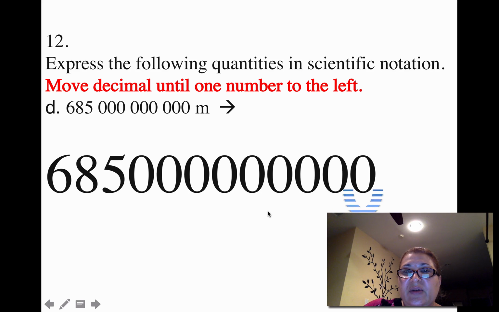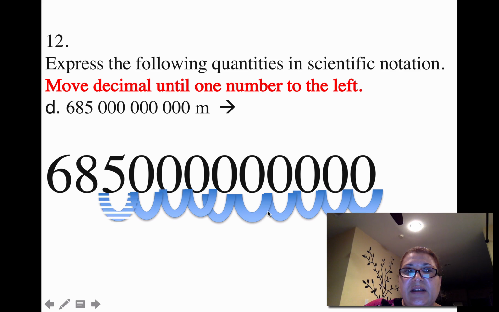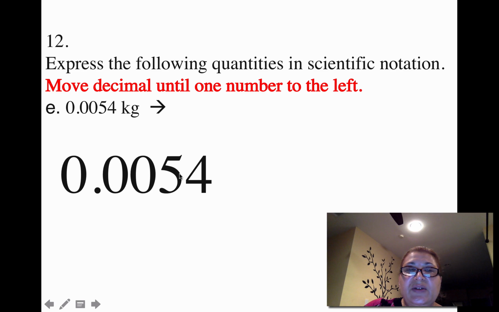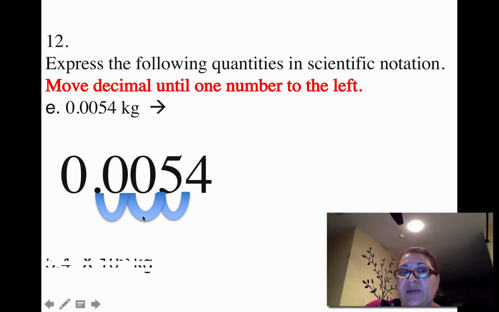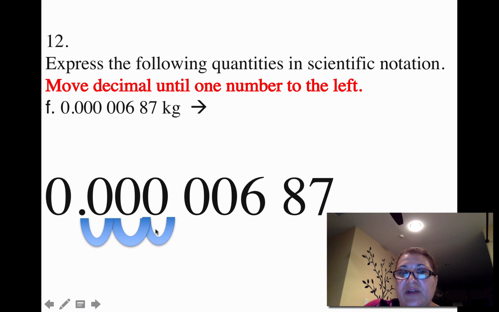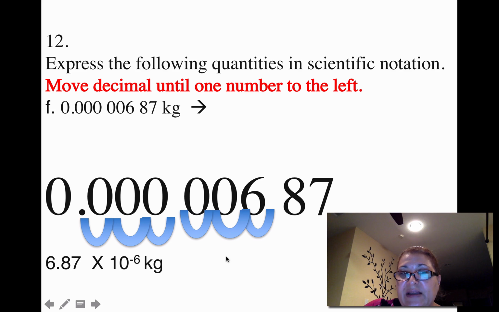And then this number, 1, 2, 3, 4, 5, 6, 7, 8, 9, 10, 11. So 6.85 times 10 to the 11th power. And then this 0.0054, we move the decimal 1, 2, 3 to the right, so it's going to be a negative 3. 5.4 times 10 to the negative 3. And then F, we move to the right 1, 2, 3, 4, 5, 6: 6.87 times 10 to the negative 6 because we move to the right.